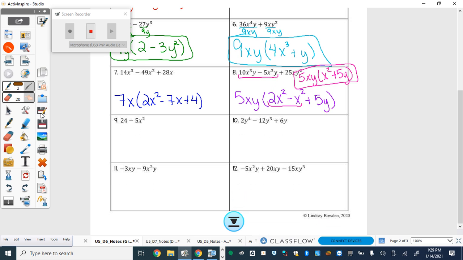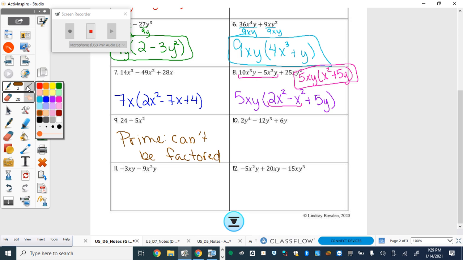Number 9, 24 and 5. Well, the only thing that can go into 5 is 1 and 5, but 5 doesn't go into 24. 24 is 1 and 24, 2 and 12, 3 and 8, 6 and 4. So this one is what we call prime. Can't be factored. That happens sometimes, but it doesn't happen all that often. So if you get stuck on your homework, that doesn't necessarily mean it's a prime polynomial.